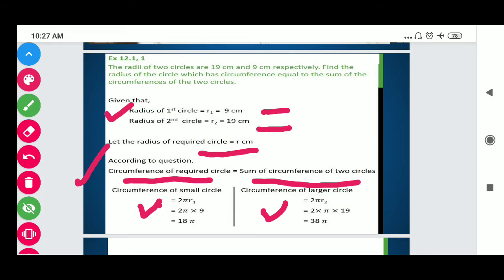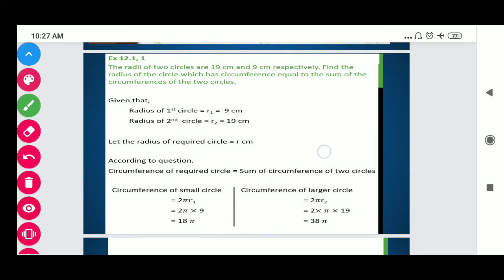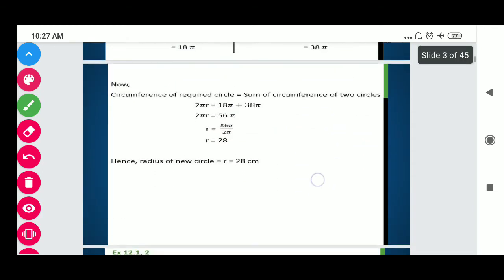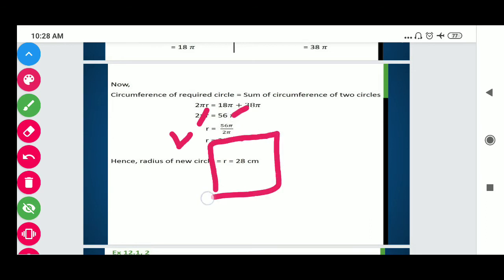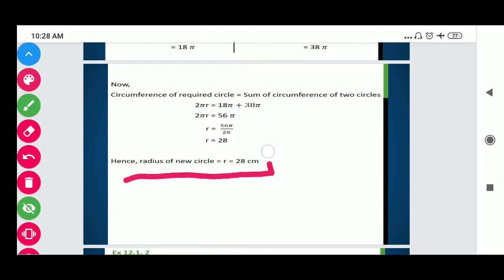So by using the values of radius 1 and radius 2, we get 18 pi and 38 pi. So students, according to the given condition, the circumference of the required circle is equal to the sum of circumferences of two circles. So in this way, 2 pi r is equal to 18 pi plus 38 pi. By adding this, we get 56 pi and we need to calculate r. So pi and pi will cancel out, and 56 divided by 2, we get r is equal to 28 centimeter. Hence the radius of the new circle will be r equals 28 centimeter.